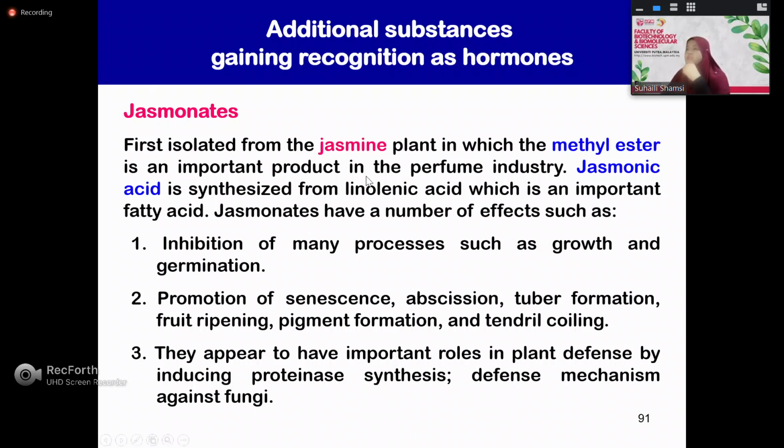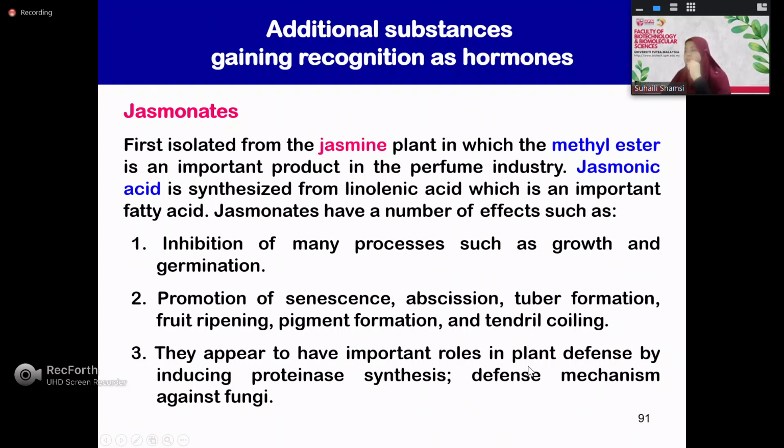Jasmonic acid is synthesized from linolenic acid, which is an unsaturated fatty acid, an important fatty acid. Jasmonates have a number of effects. Basically, jasmonates produce jasmonic acid, which is used as a form of fragrance, and it inhibits many processes such as growth and germination. It promotes senescence, abscission, tuber formation, fruit ripening, pigment formation, and tendril coiling.